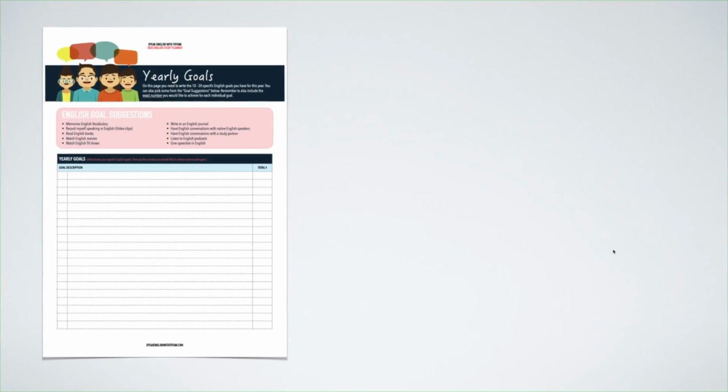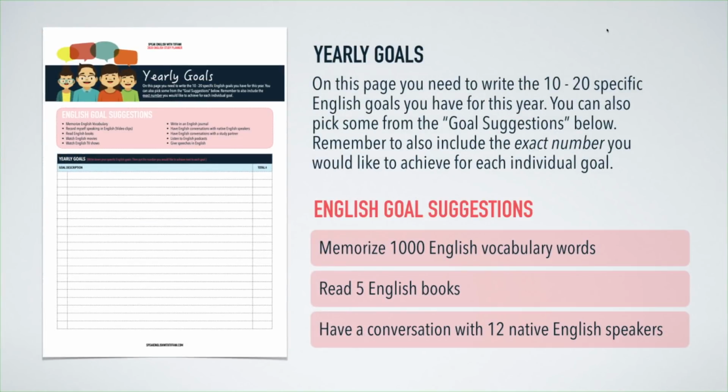So again, you're going to set your goals. Now, let me show you exactly how to do this, okay? So here's what you're going to do. This is the page. On this page, you need to write the 10 to 20 specific English goals you have for this year. You can also pick some from the goal suggestions below.